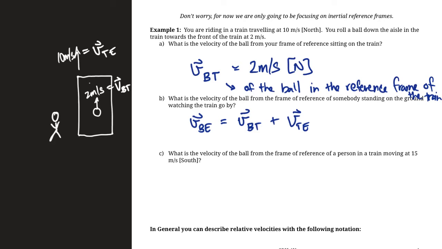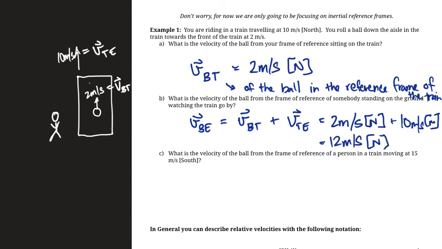And if we do this, we see that this is 2 meters per second, the ball with reference to the train, 2 meters per second north. And then we have the train with the reference frame of the Earth is 10 meters per second north. So the answer is just 12 meters per second north. Okay? So it seems like more work than it needs to be, but trust me, when the questions get more complicated, this will make sense.